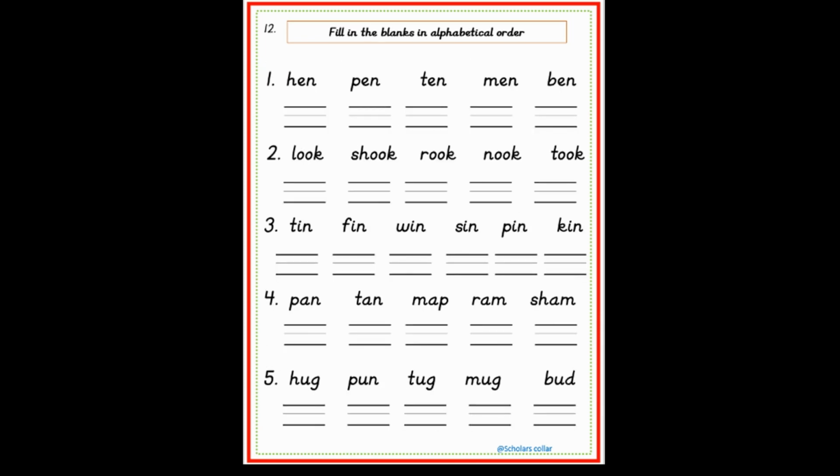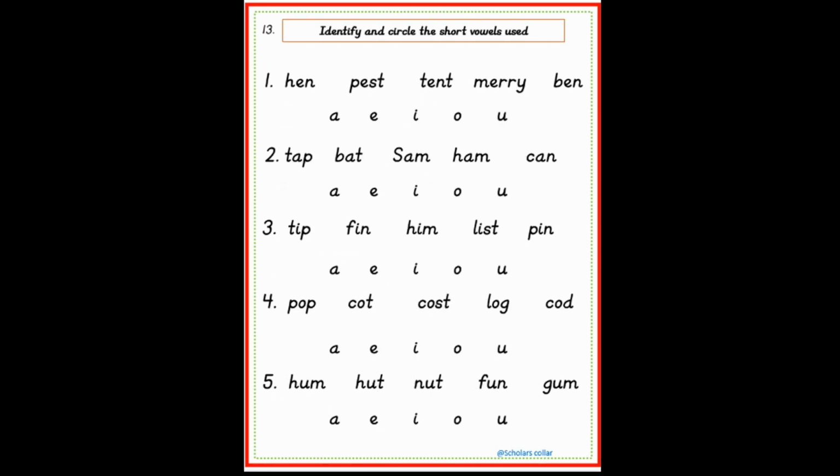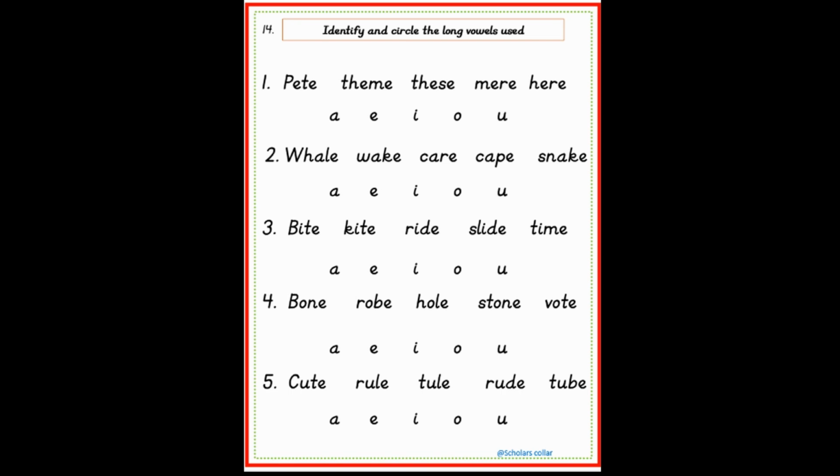Next, we are going to fill in the blanks in alphabetical order. It is imperative to know the alphabetical order, although Jolly Phonics does not teach with alphabetical order, so kids can start reading quicker. And then the next worksheet we have is identify and circle the short vowel sounds. In this one, I have only added short vowels, and in the next worksheet, we have the long vowels.